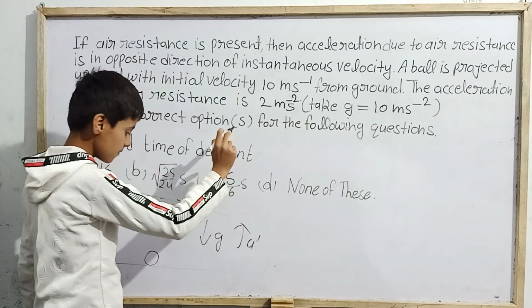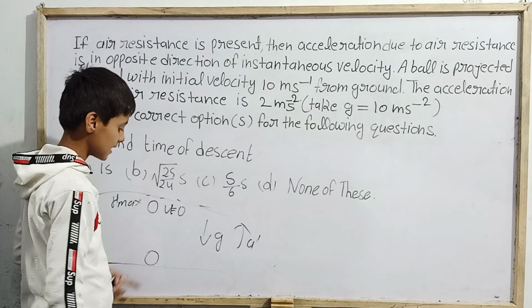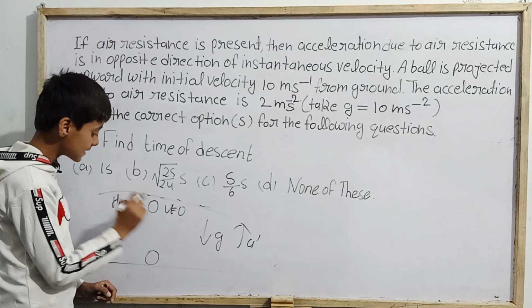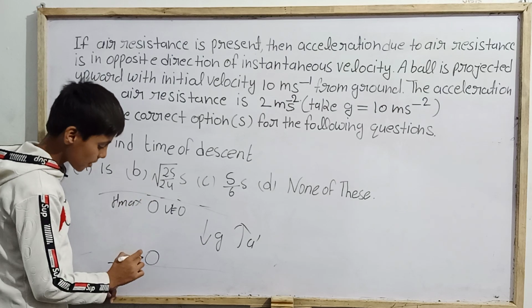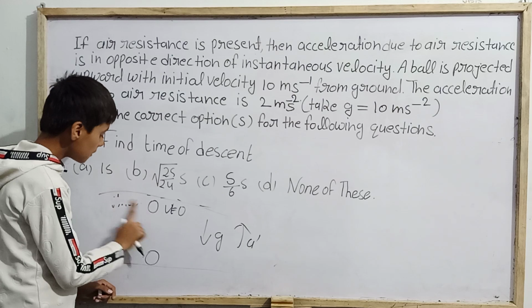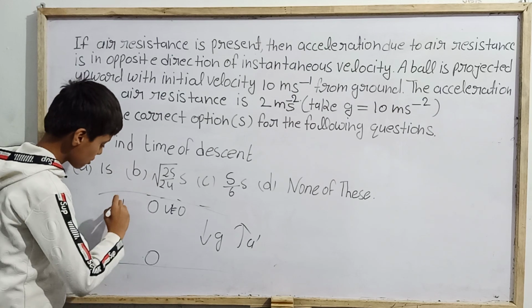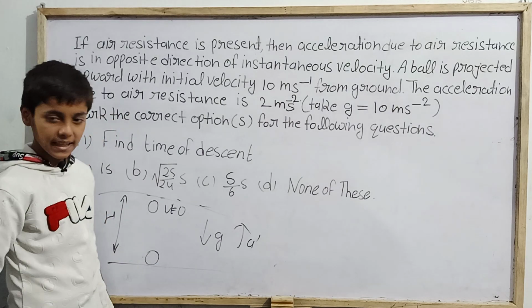So this is the direction of a dash, just opposite to instantaneous velocity. Now, according to this, we have to find the time it takes to reach from here to here. So how will we find it? First of all, let me write that, imagine this height to be h. Then we can easily solve it.